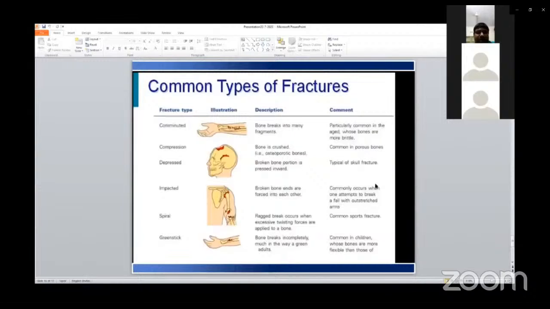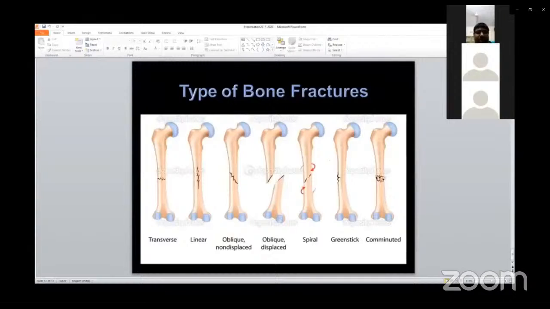The next topic is types of bone fractures. Here is one more slide giving a clear picture of the different types of bone fractures. The first one is transverse, which is parallel to the bottom of the bone, so the fracture happens horizontally. Then linear fracture, where you can see the fracture happens vertically.